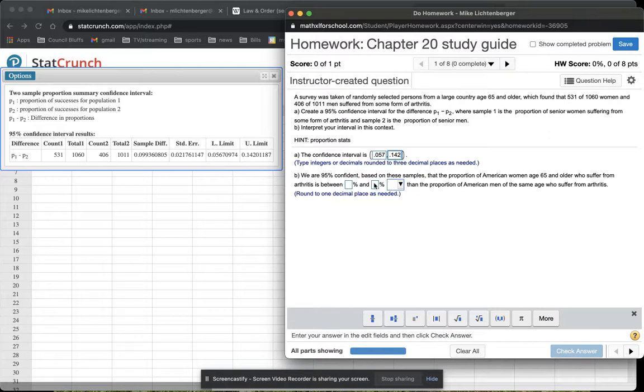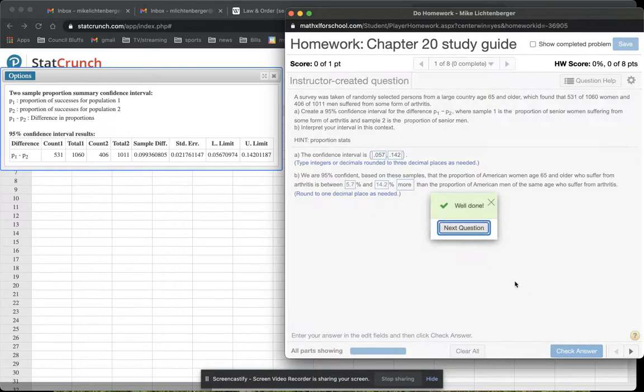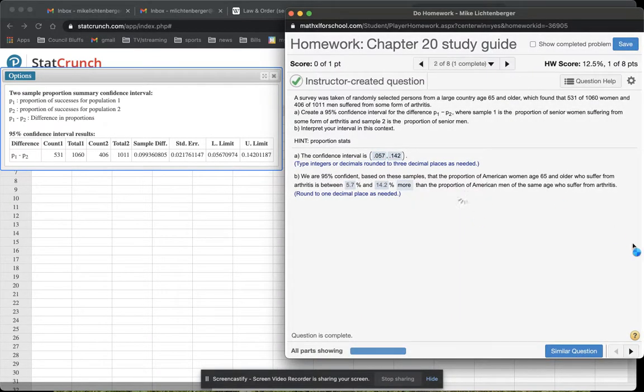So we are 95% confident based on these samples that the proportion of American women age 65 and older who suffer from arthritis is between 5.7% and 14.2%. And we're going to choose more or less. Well, because the differences are positive, we're going to choose more. And that is it for number 1.